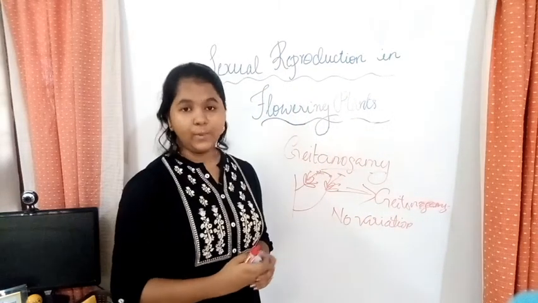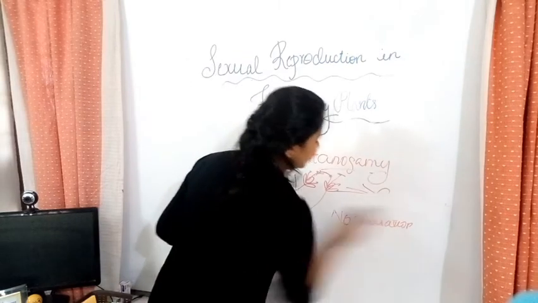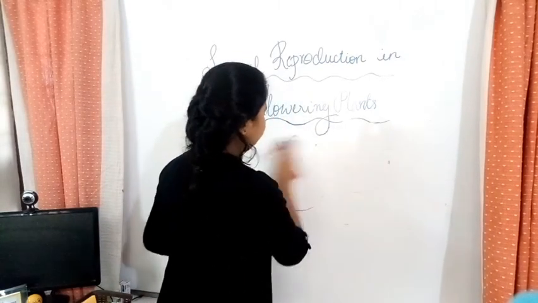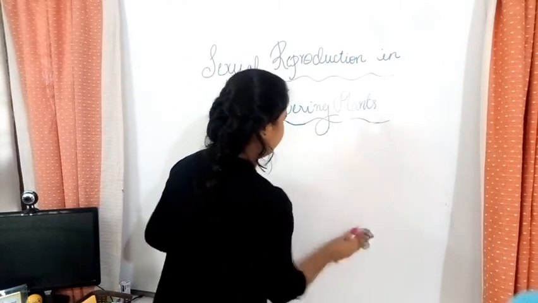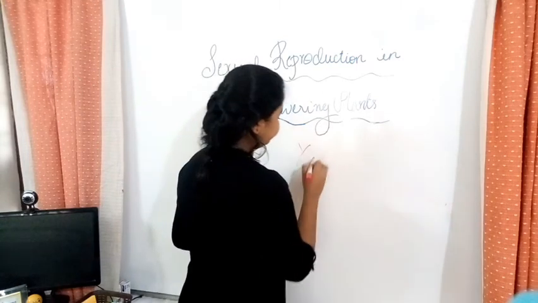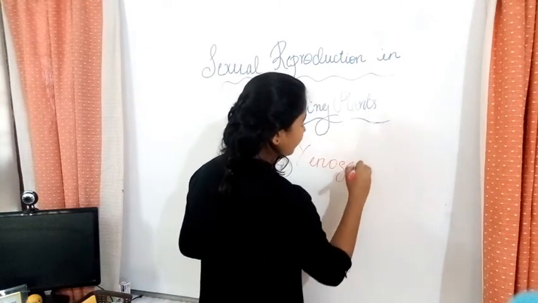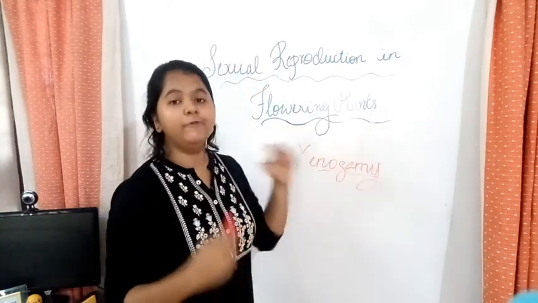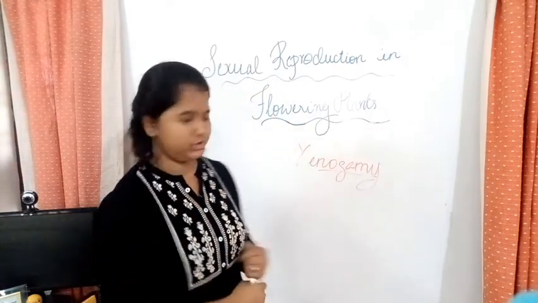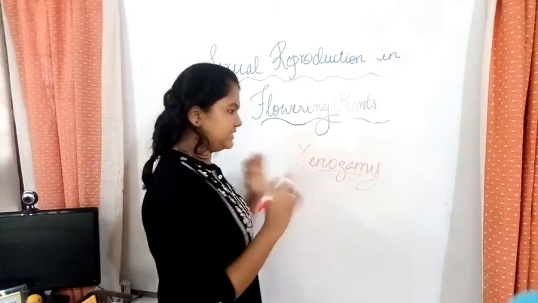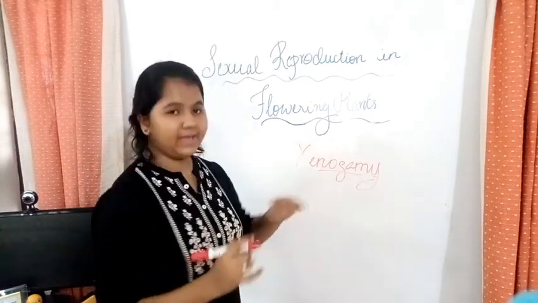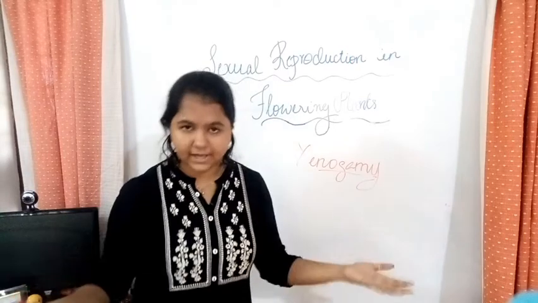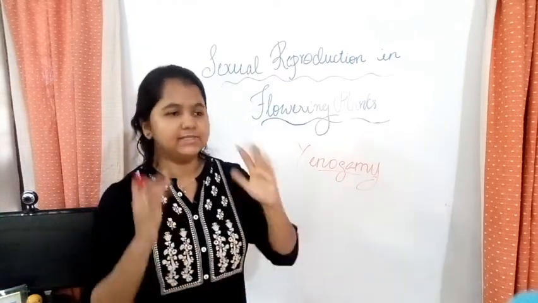So now we learn about xenogamy. So let's learn. Xenogamy. What is it? Xenogamy is a method of pollination, that is cross pollination. So cross pollination is also called xenogamy, and the xenogamy happens from a different plant. Okay, it's not in the same plant; it's in a different plant.